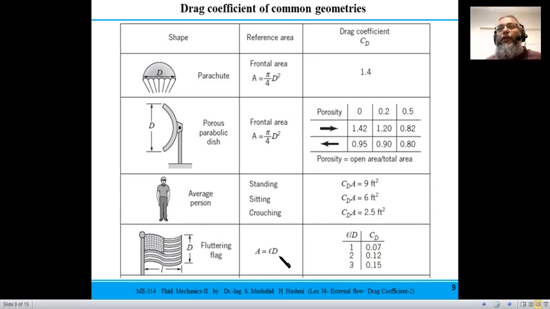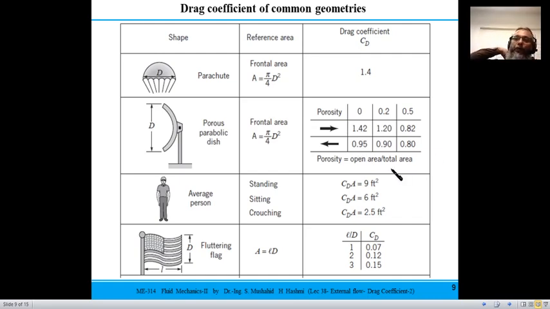If we look at parachutes that are being dropped in air and facing air resistance, this 1.4 is the value of the drag coefficient. If you have a parabolic dish, and we can see that if the direction of flow is in this manner, you have some higher drag, and if the direction of air is from this side, then it is some lower value of the drag.